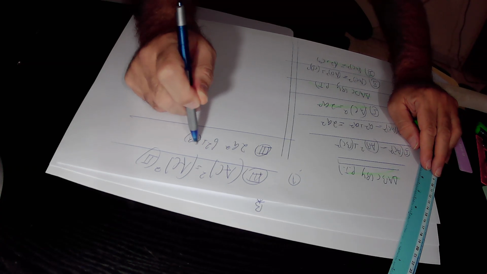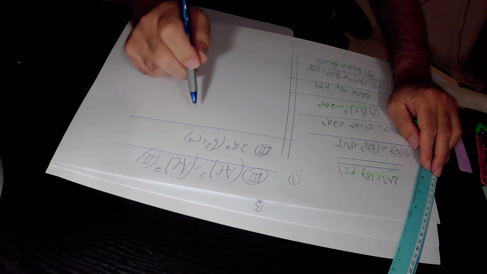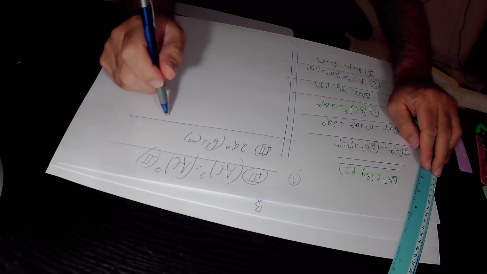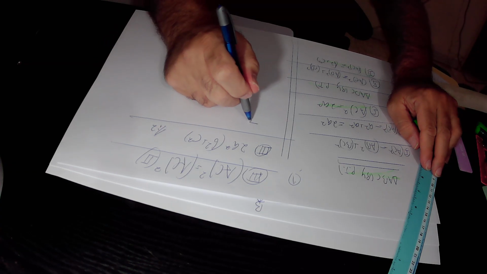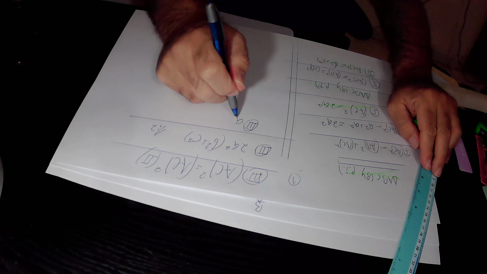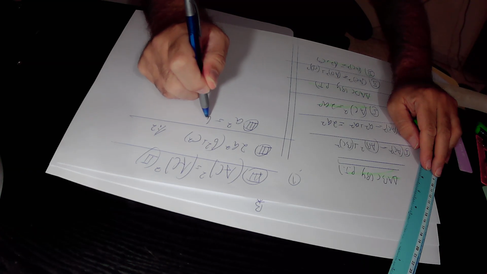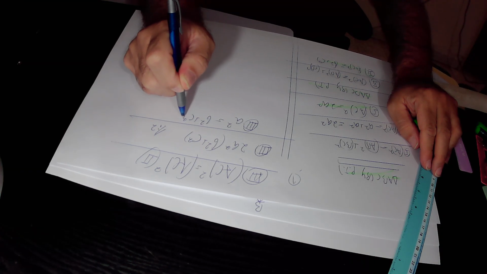So in total, according to equation 3, I should find out that 2A squared equals B squared plus C squared. So here we divide this equation 3 by 2 and find that A squared equals B squared plus C squared over 2.